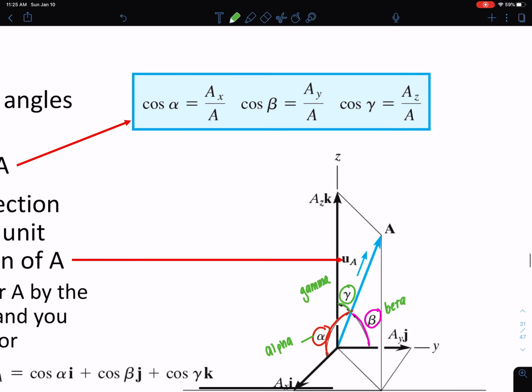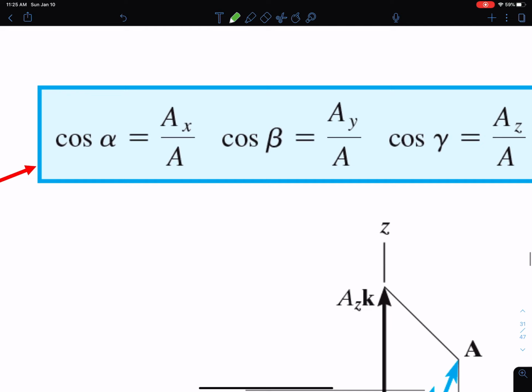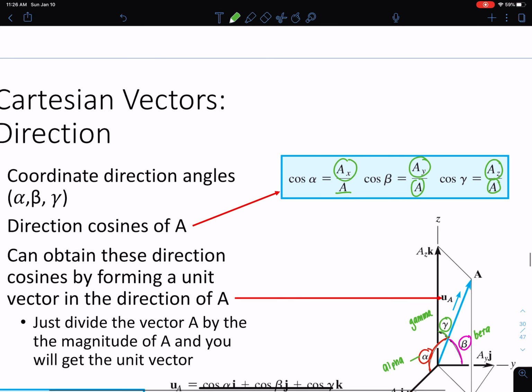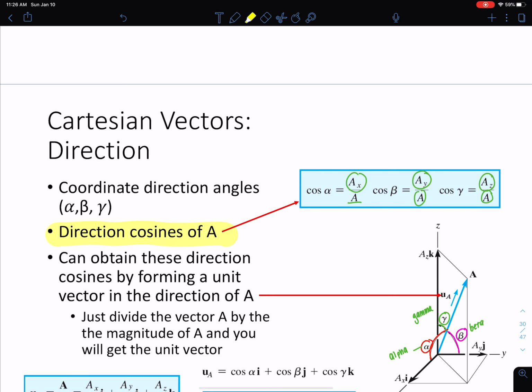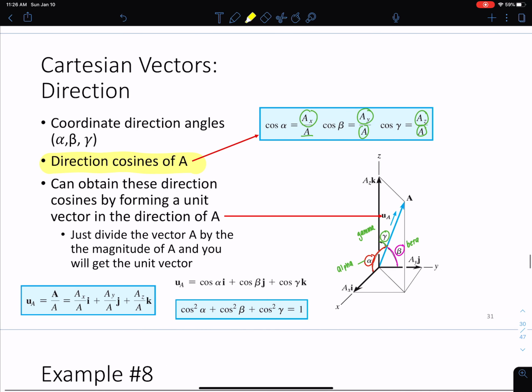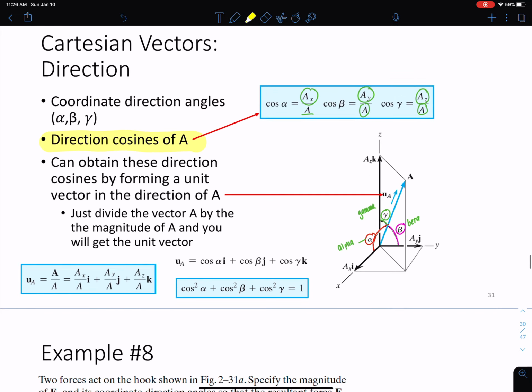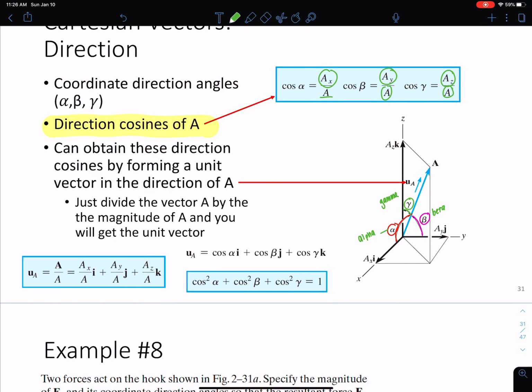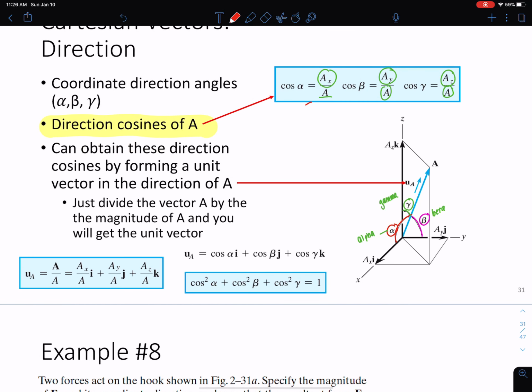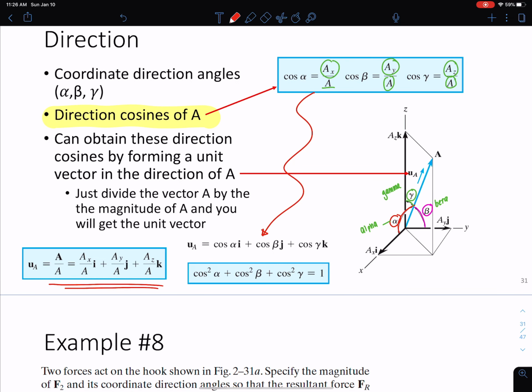All I need to do to get cosine alpha, the x direction, is put the component of x divided by the total; the component of y divided by the total for beta; the component of z divided by the total for gamma. We call these direction cosines. Now, we can get the unit vector of A in two ways. We can recognize that my direction cosines are equal to the components of the unit vector of A, or I can directly put in AX over A, AY over A, AZ over A, and I'll get the unit vector as well.